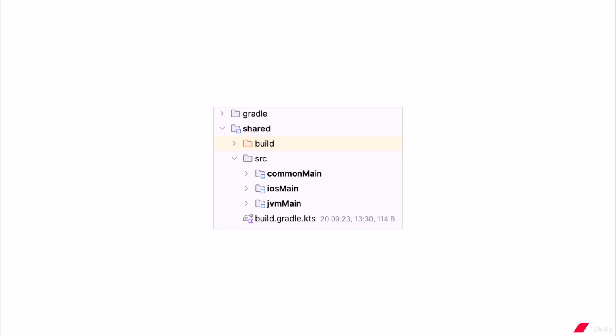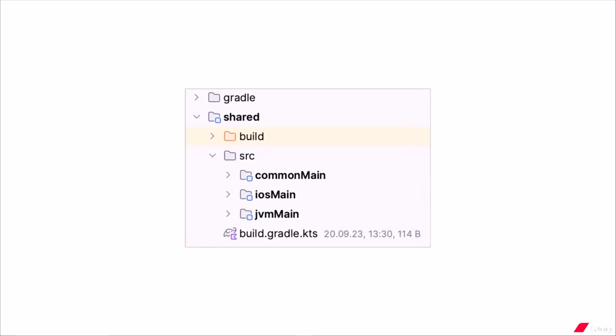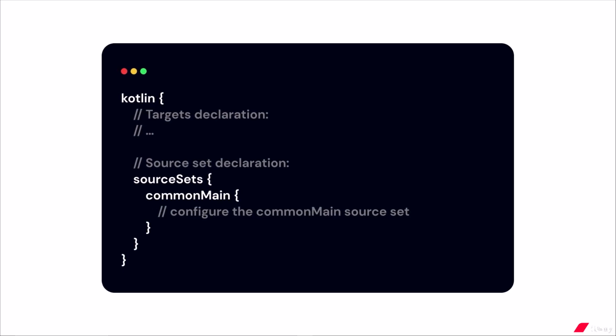So Kotlin provides a bunch of predefined source sets, and one of them is Common Main. Common Main is present in all multiplatform projects, and it compiles to all declared targets. For example, a project with Common Main, iOS main, and JVM main source sets has the following structure. In Gradle scripts, you access source sets by name inside the Kotlin sourceSets block.